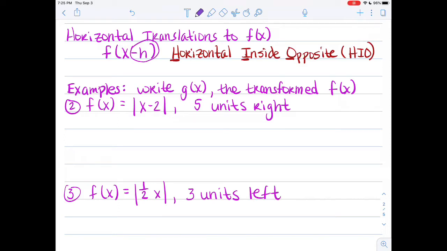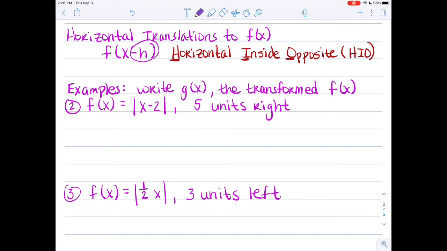All right, now let's look at horizontal translations to f of x. So remember that horizontal translations occur inside the grouping symbol, either parentheses or absolute value bars, and they go the opposite direction of what you would think.